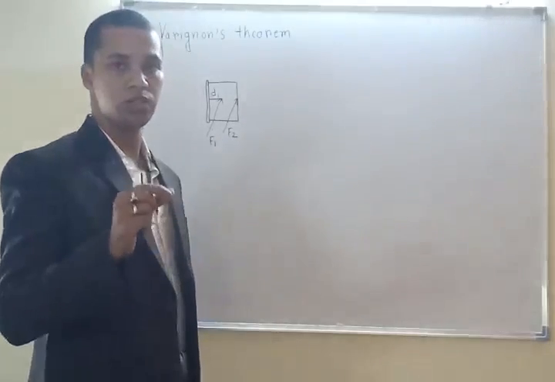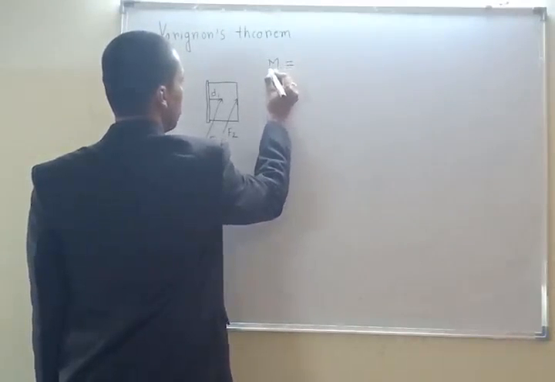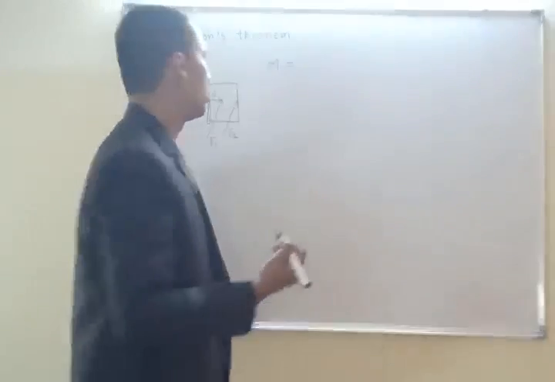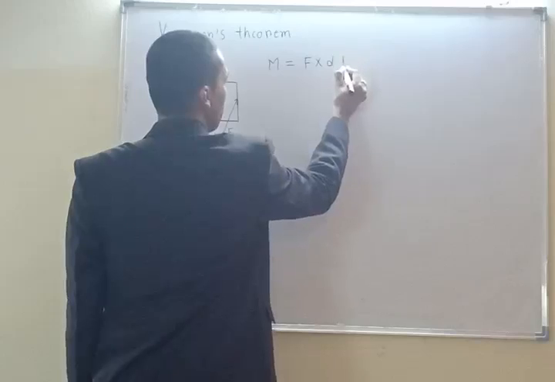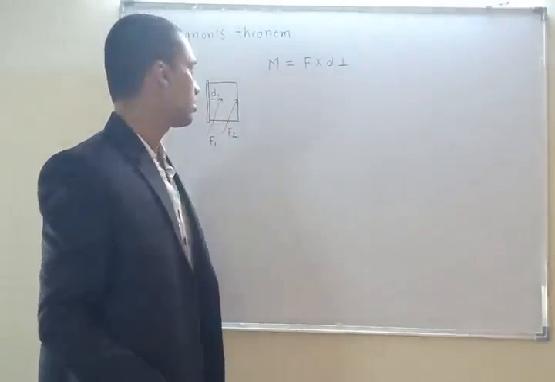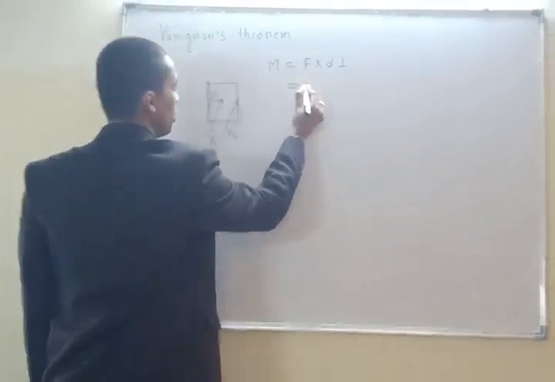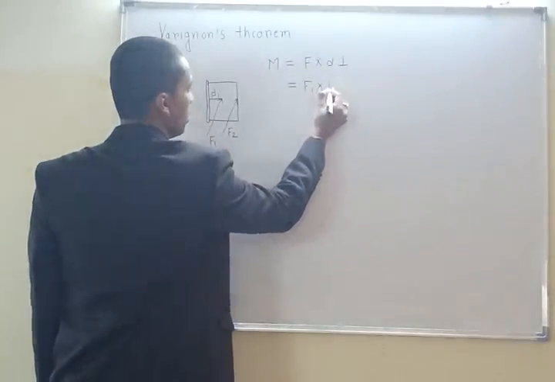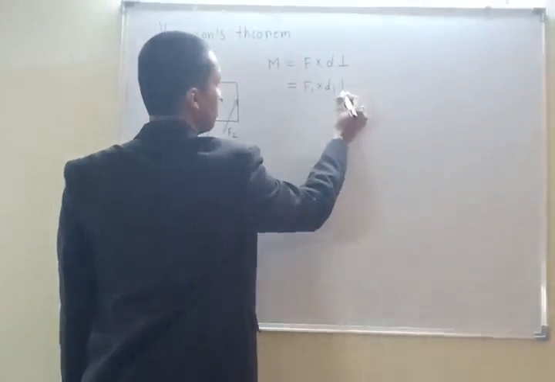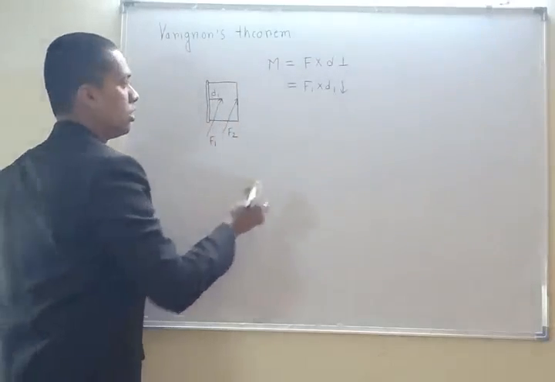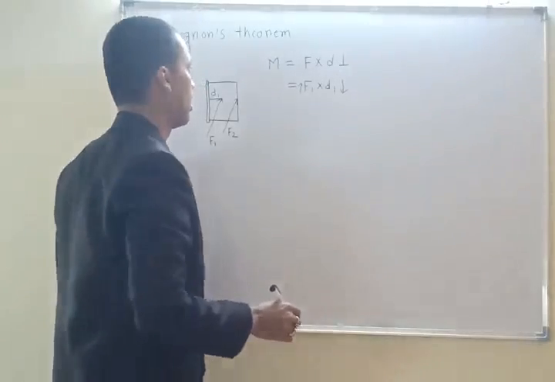Some moment is required to open this door, and that moment is M. Moment is force into perpendicular distance, that is, force into distance measured at 90 degrees. So in the first case, M is equal to F1 into D1. But the distance D1 is small, so the force has to be more to produce this moment M.